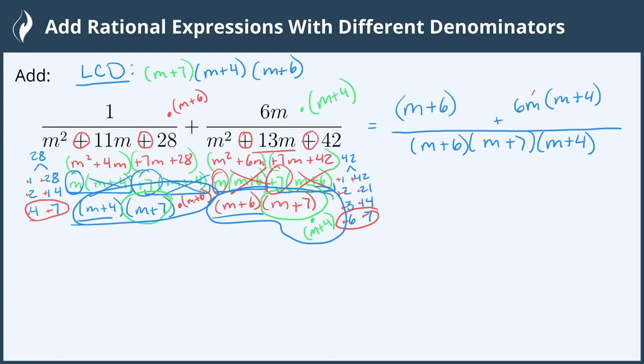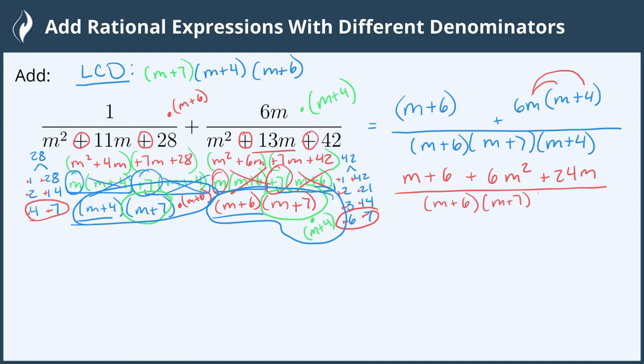Let's work with the second one because we need to do the distributive property here. On the first one, m plus 6, we can just drop off the parentheses, which just has m plus 6. The second part, 6m times m, gives us 6m squared. 6m times 4 is plus 24m. This is all still over our lowest common denominator, m plus 6, m plus 7, m plus 4, and we can combine some like terms in the numerator, m and 24m. Let's put these in descending order so that the m squared is first.